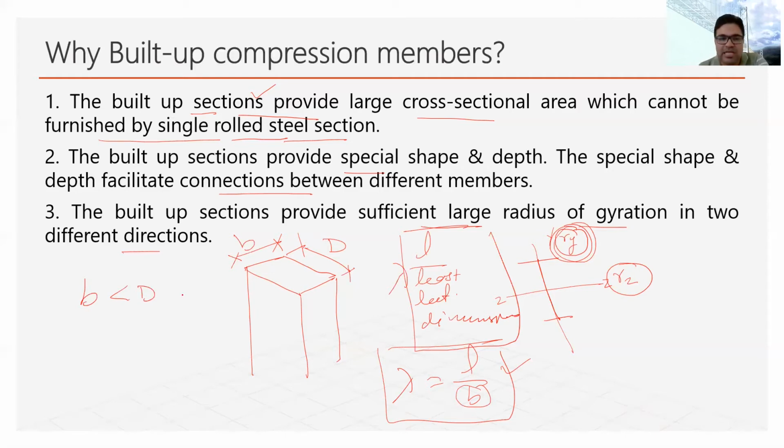But when we use sections like I section, which one will be the least lateral dimension? We cannot say that this dimension, neither can we say that this dimension, because we cannot easily identify which one is the least lateral dimension in this case. So whenever we have such complicated sections, like in case of L section, which one is the least lateral dimension? We cannot identify this as the least lateral dimension. Similarly, we cannot identify this as the least lateral dimension. Similarly, we cannot identify the thickness as the least lateral dimension.